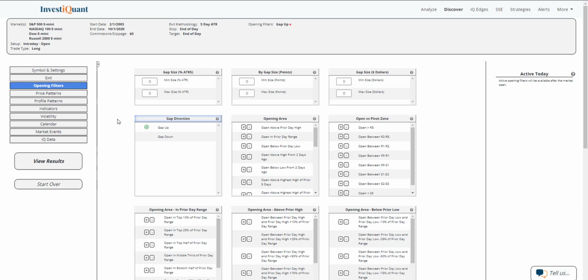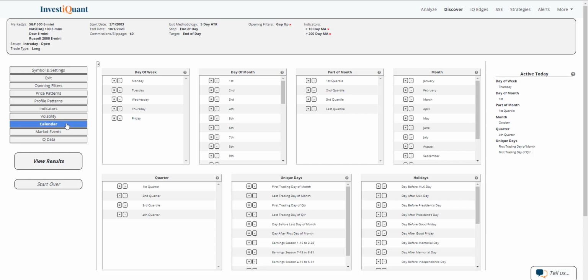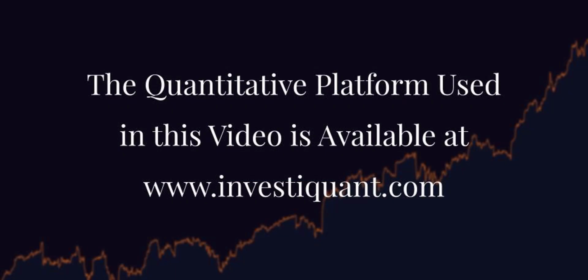Next, I'm going to go into indicators and I'm going to create a bullish environment. I'm going to do that by saying we are above a 10-day simple moving average and above a 200-day simple moving average. And then lastly, in the calendar section, this is where you can find all kinds of seasonality patterns and dates. I can come over to the active today section, just click on this first trading day of the quarter. That's going to instantly add it to the test. You can see it hit the equal sign there for me. And now I can hit view results.